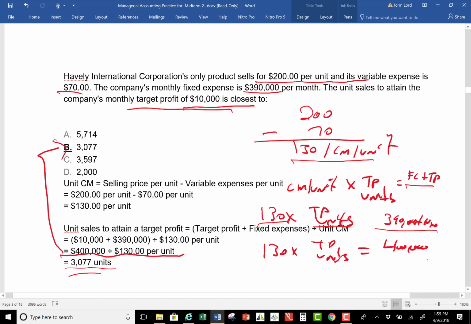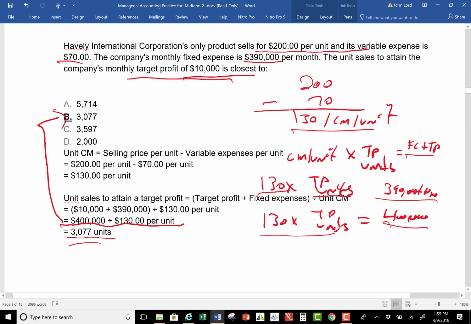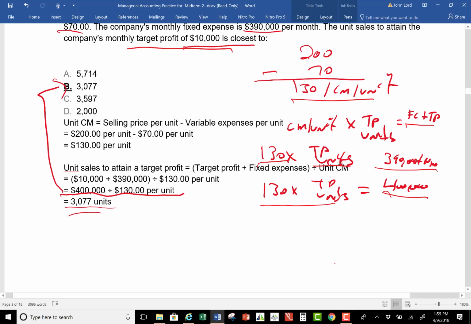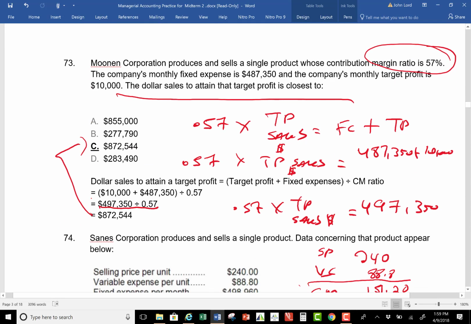My fixed cost plus my target profit is 400,000. Contribution margin per unit times the target profit units. Divide each side by $130 per unit, divided into the fixed cost plus the target profit of 400,000, gives me 3,077 units. All I did was add the target profit to the fixed cost for that one. Because contribution margin first goes to fixed cost, then profit.